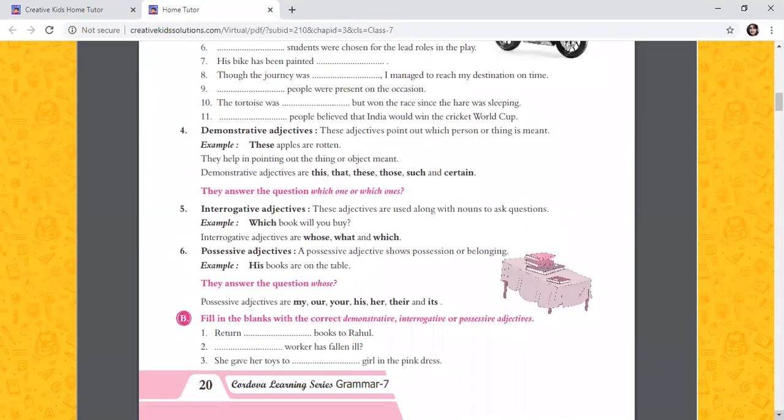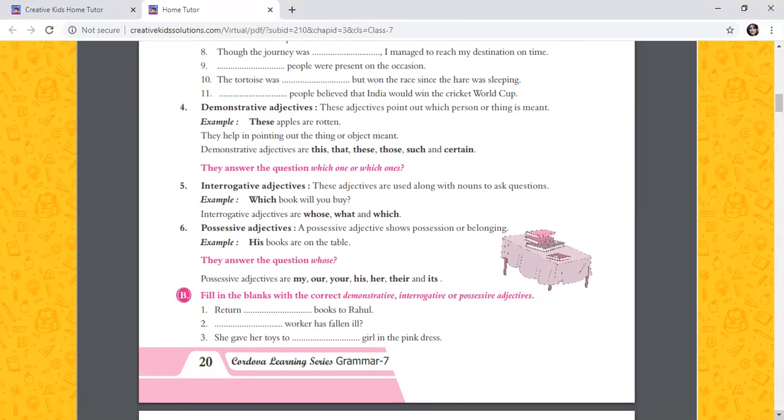Next, demonstrative adjective. What is a demonstrative adjective? These demonstrative adjectives point out the person or objects. These apples are rotten. This is my book. Here, this is the demonstrative adjective. What are the words that can be used as demonstrative adjectives? That is this, that, these, those, such, and certain.